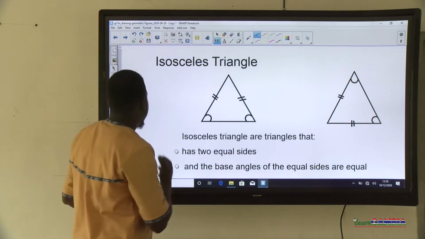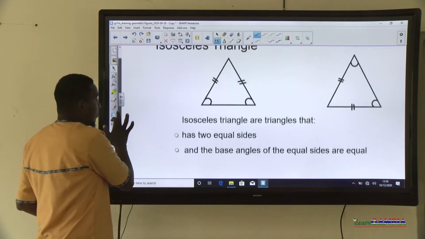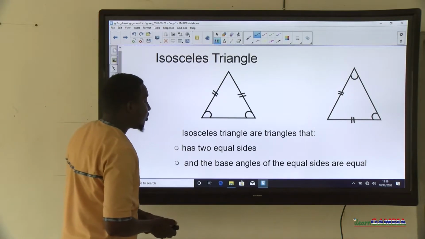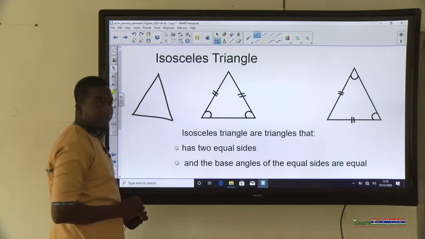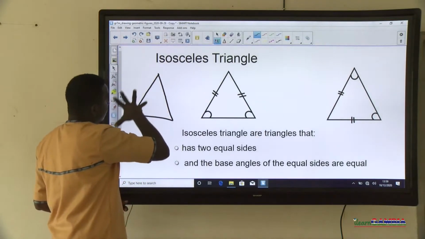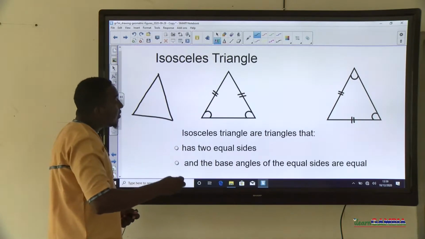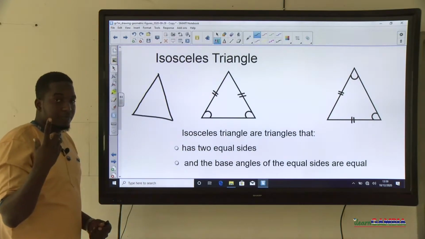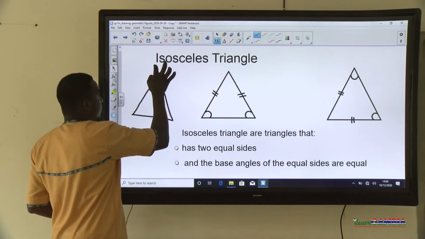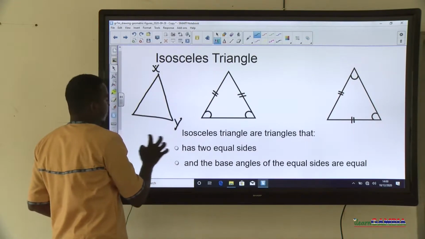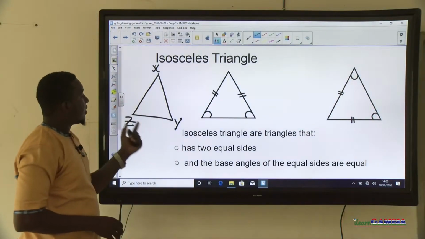Now, what do we mean by that? What do we mean by the base angles of the equal sides are equal? Let me explain the first one first. That is, they have two equal sides. Whenever you come across a triangle, and you realize that two of the three sides of that given triangle are equal, that means that that particular triangle is an isosceles triangle. Like for instance, if you have a triangle here, let's say this triangle is X, Y, and Z.